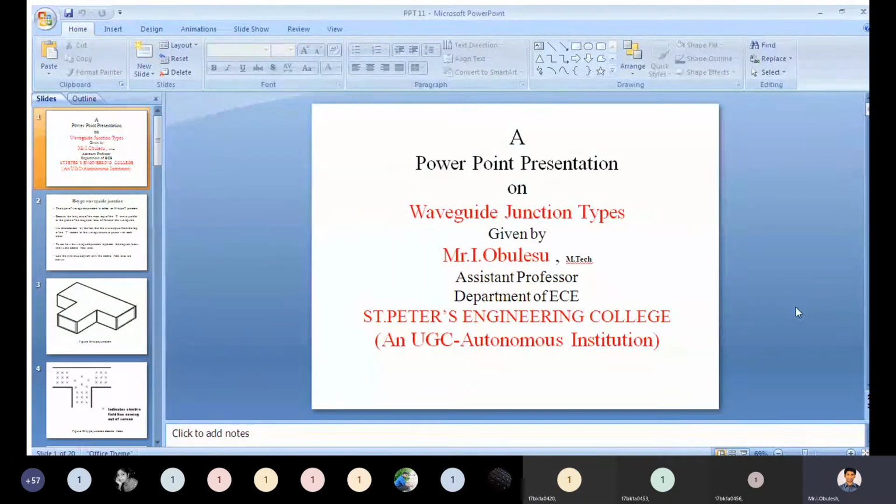The next one is the magic T. Magic T means the combination of both E and H waves. The magic T waveguide junction is effectively a combination of the E type and H type waveguide junction. So this is the brief information on the E type T junction, H type T junction, and magic T junction.